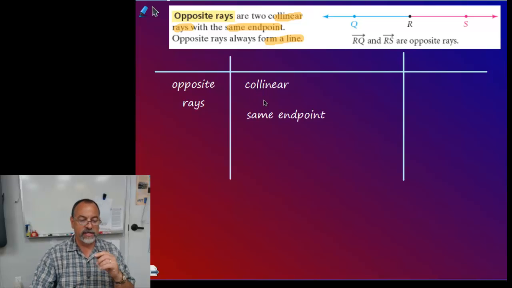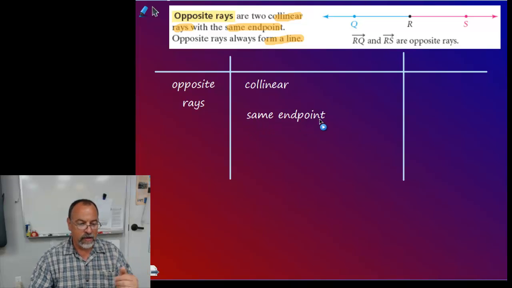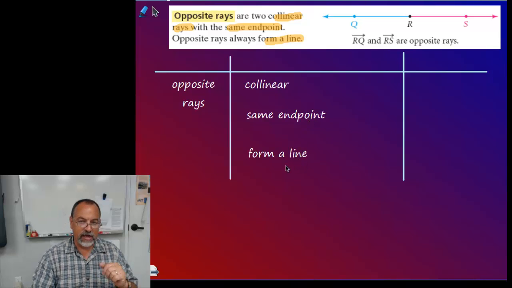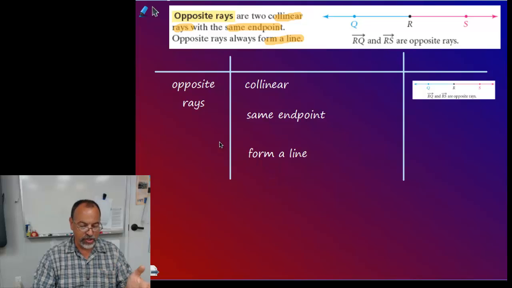The second thing is opposite rays have to have the exact same endpoint. You can't have opposite rays if the endpoints aren't the same. Okay? And the third thing is that opposite rays always form a line. This is the definition of opposite rays.